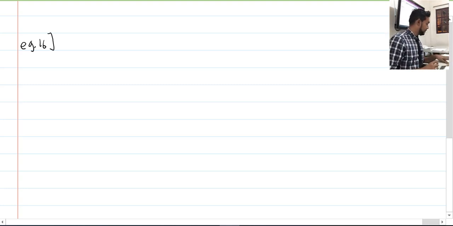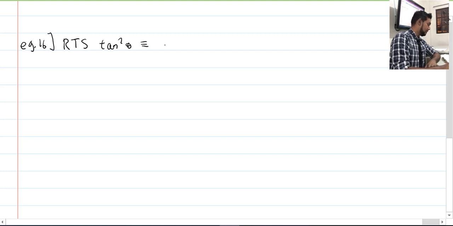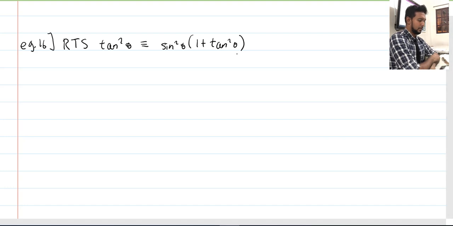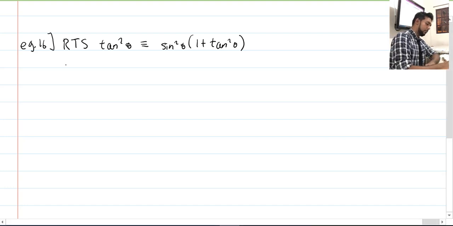So if we turn the page, example 16. We are required to show, or some people write RTP, required to prove, that tan squared theta is identical to sine squared theta by 1 plus tan squared theta. Now in this particular case, I think the right hand side may have some more meat. So, proof.